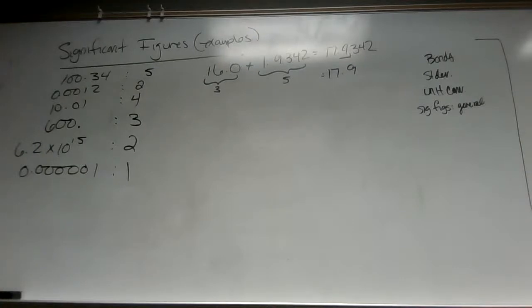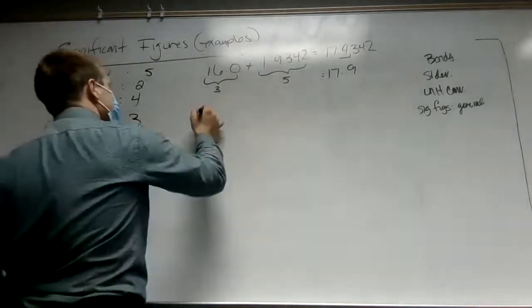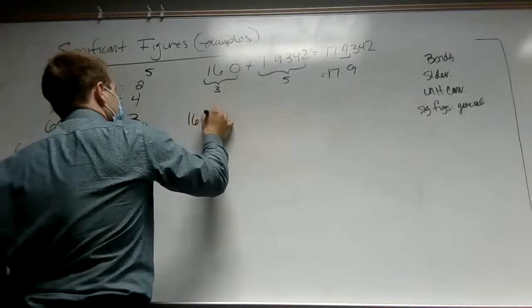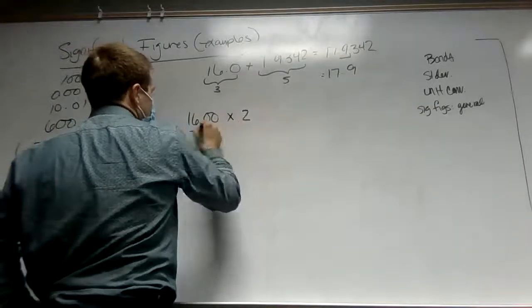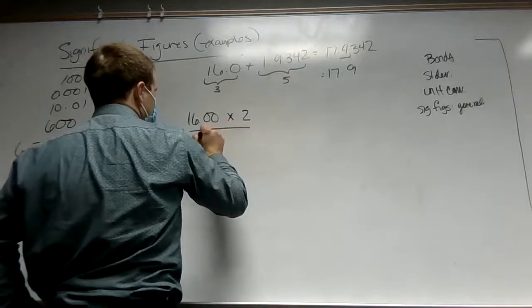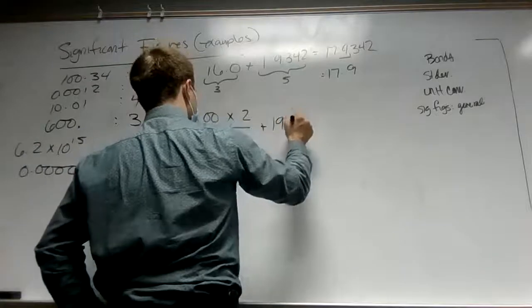Does that make sense? What if I have 15.00 times 2 divided by 4.00 plus 19.341?